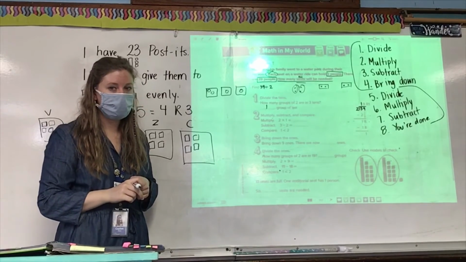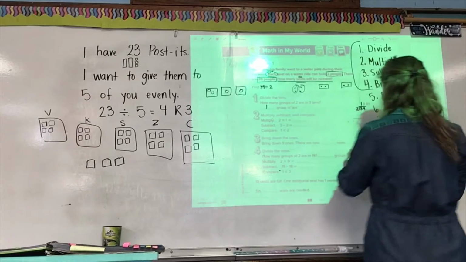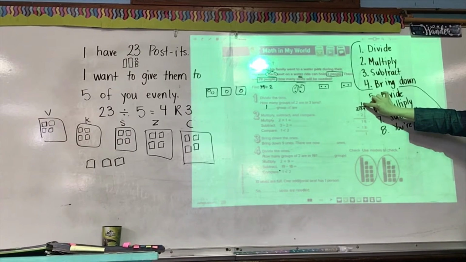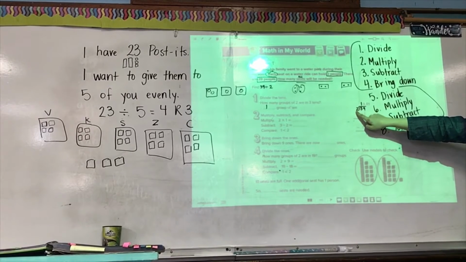Now, I'm going to multiply. I'm going to take the number I just got, which is 1. This is brand new. I just got it. And I'm going to multiply it by your divisor.